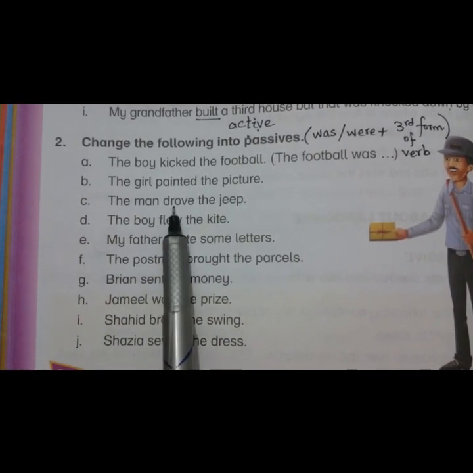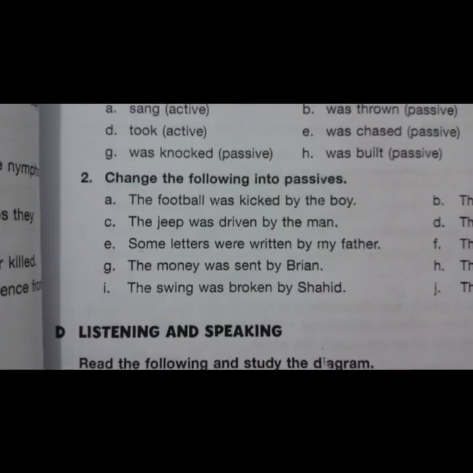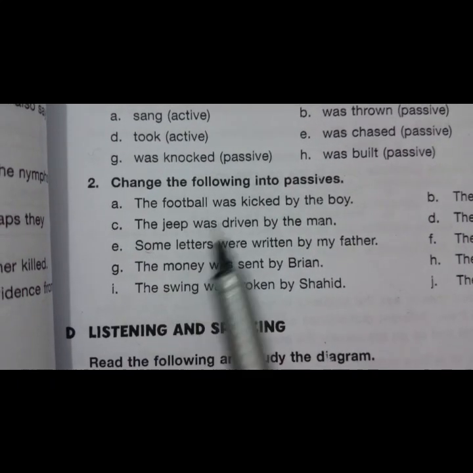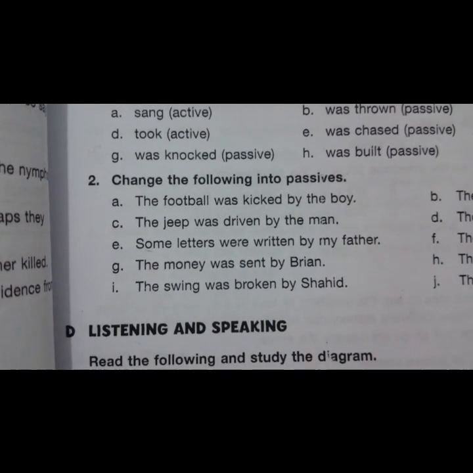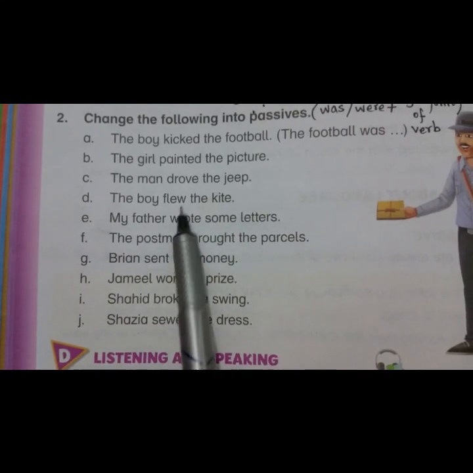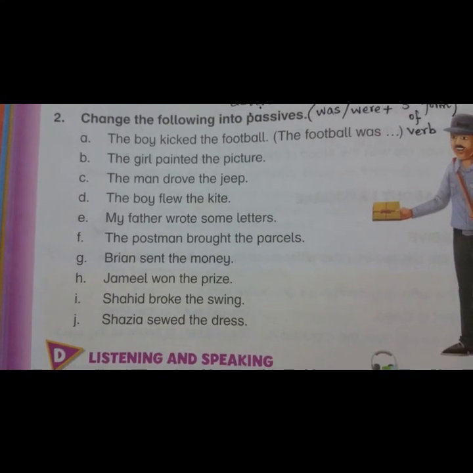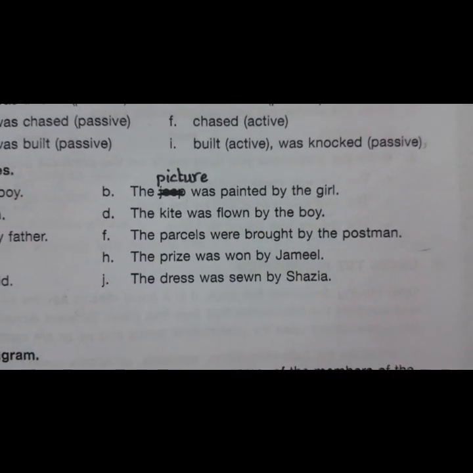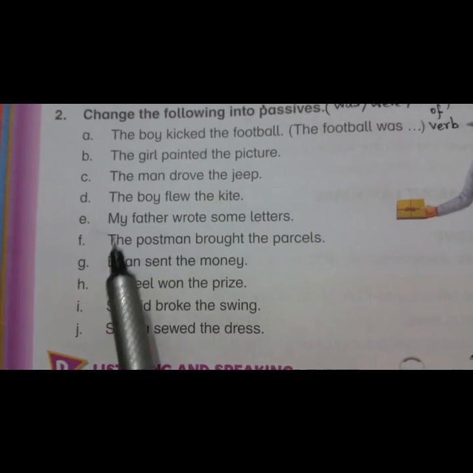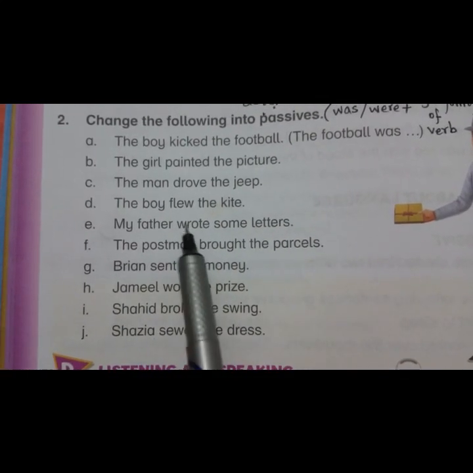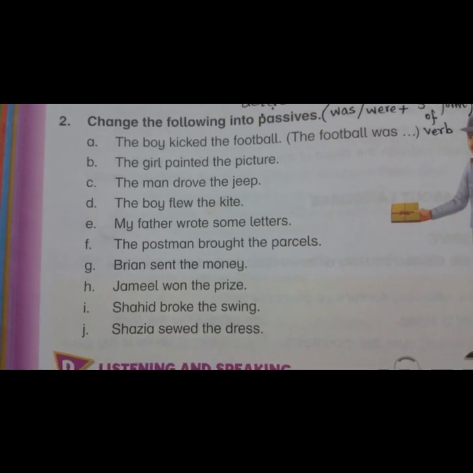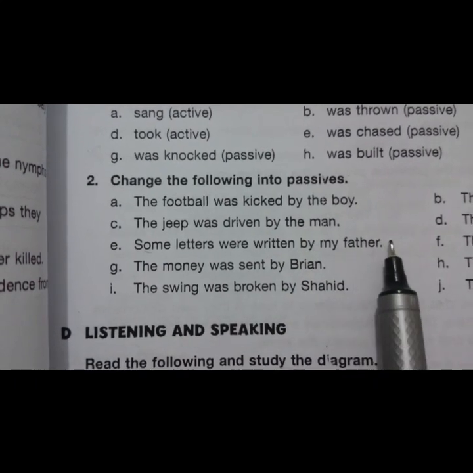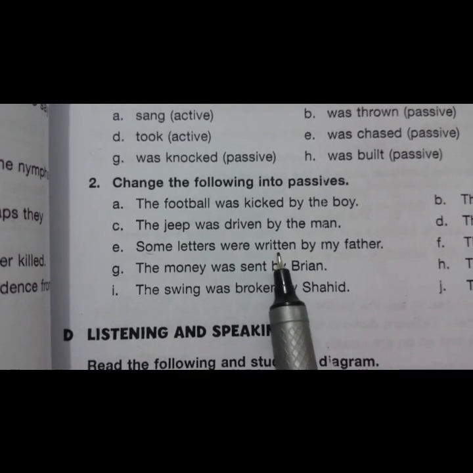Third is: the man drove the jeep. The jeep was driven by the man. Was with driven, the third form of verb. The boy flew the kite. The kite was flown by the boy. My father wrote some letters. It has the second form of verb. Let's see how to change this active. Some letters were written by my father. Were with the third form of write, which is written.